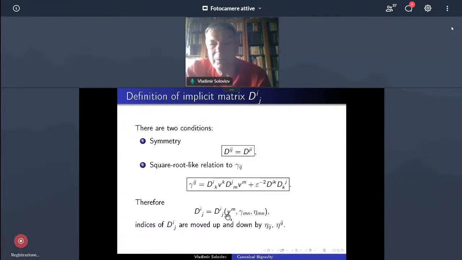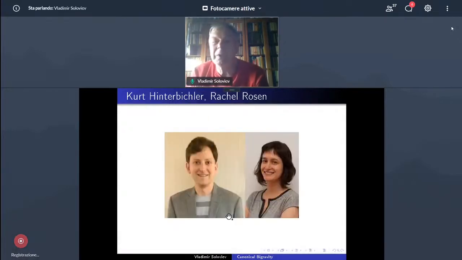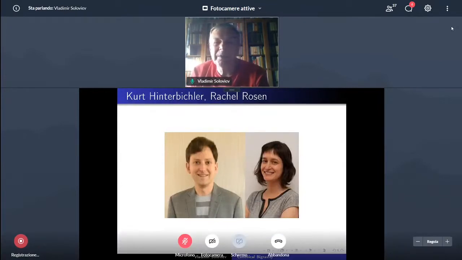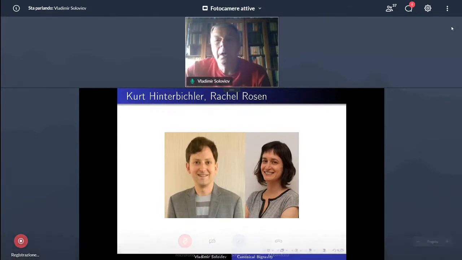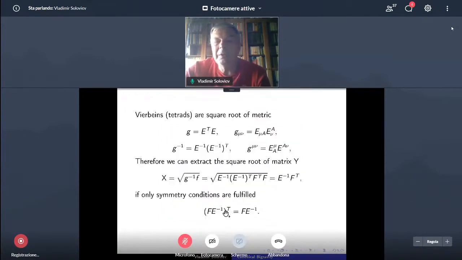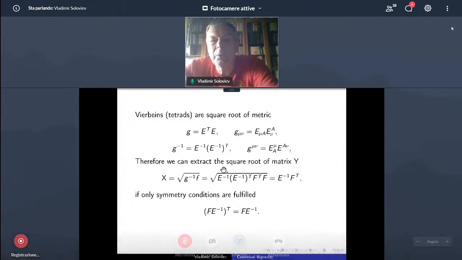But there is another way. Another way is based on the tetrad approach. It started from the paper by Hinterbichler and Rachel Rosen. The idea is that tetrads, or vierbeins, are in some sense square roots of the metric. And we have two metrics, so we have two square roots. One tetrad will be denoted here by the letter E, another by the letter F.